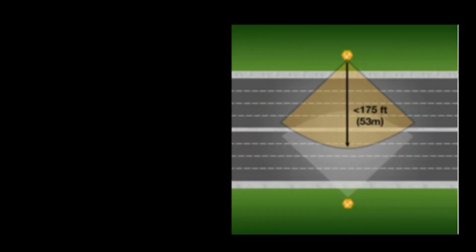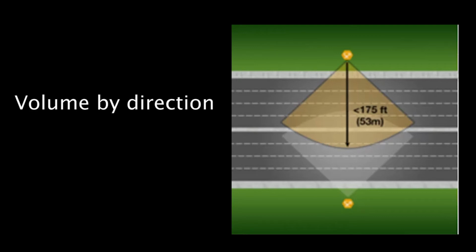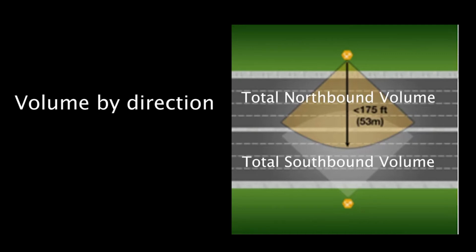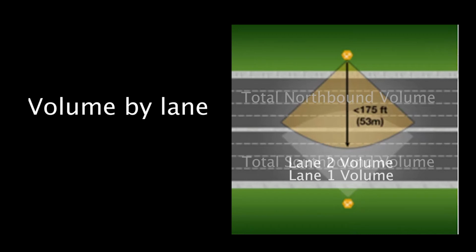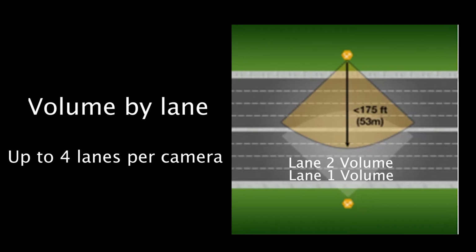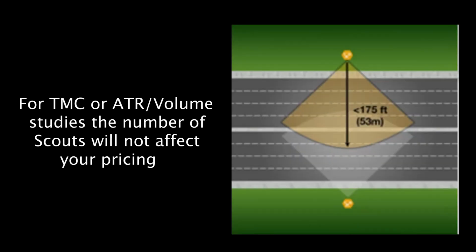For ATR or road volume studies, we offer multiple options for reporting. If you want to have the total volumes reported by direction, for example, all of your northbound as one volume and all of your southbound as a separate volume, then we can process up to 6 lanes on one camera. If you want to have each lane separated out as individual volumes, up to 4 lanes can be processed on one camera. You can deploy multiple scouts if you require additional lanes. For TMC and volume studies, the number of scouts will not change the pricing for your study, so feel free to add additional scouts to ensure full coverage of your required movements.